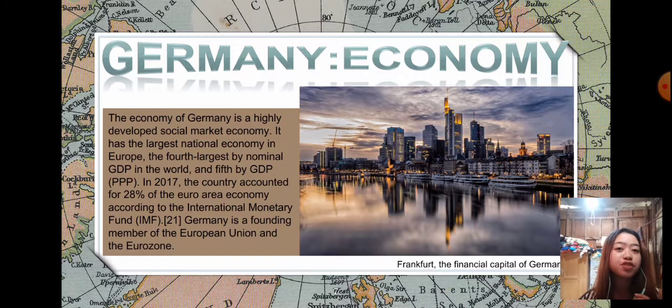The economy of Germany is a highly developed social market economy. It has the largest national economy in Europe, the third largest by nominal GDP in the world and the fifth by GDP PPP. In the year 2017, the country accounted for 28% of the euro area economy. According to the International Monetary Fund, IMF, Germany is a founding member of the European Union and the Eurozone.